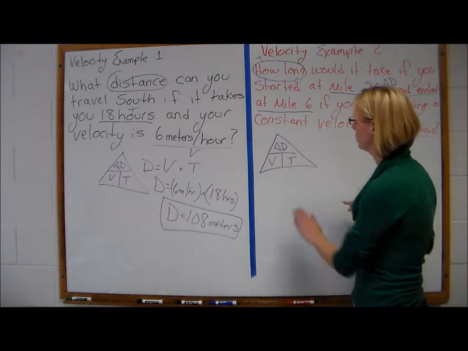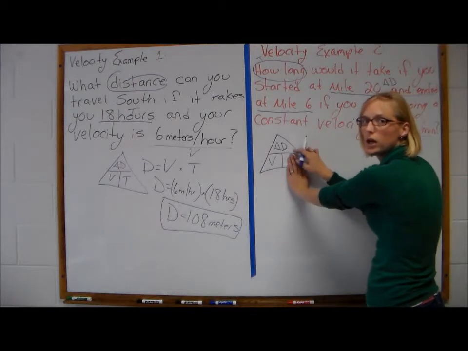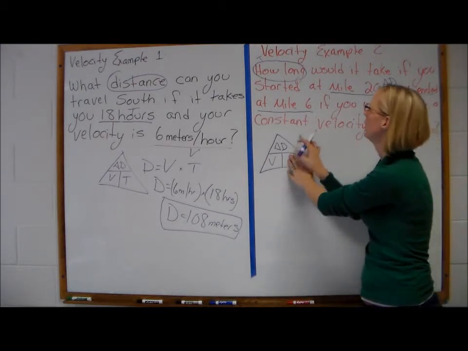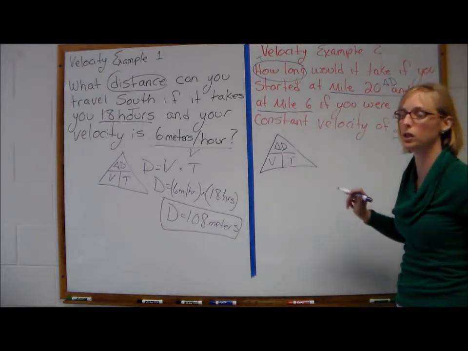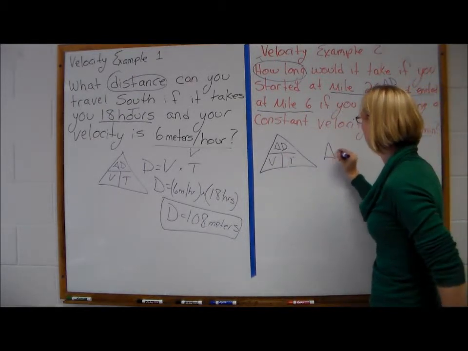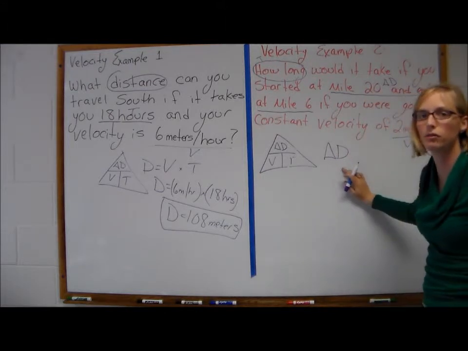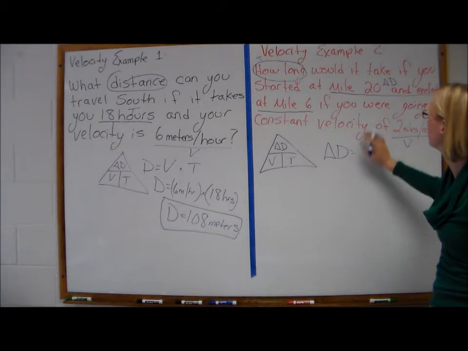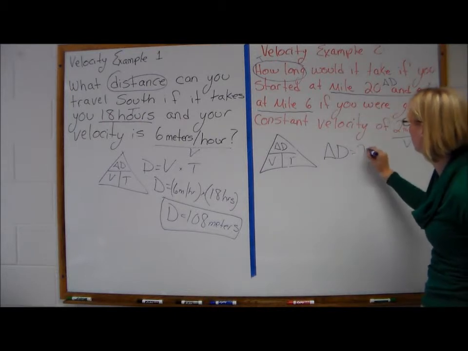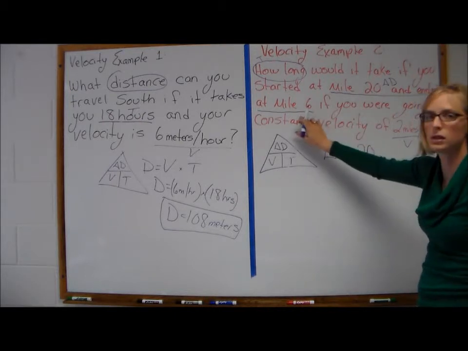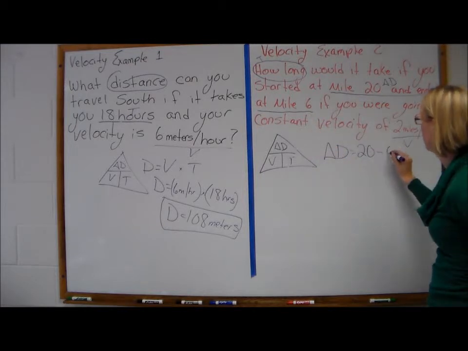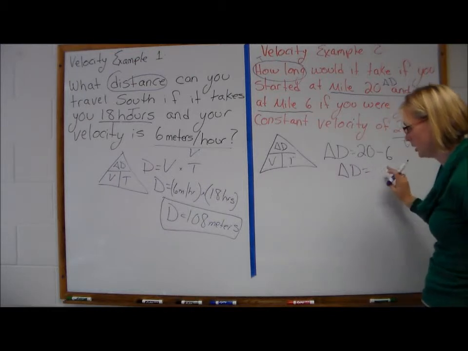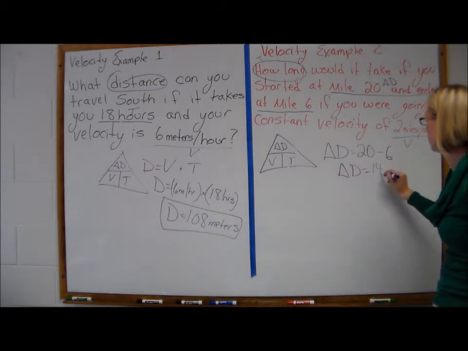Well, we know we're looking for time. We have to figure out our delta D. Remember, delta D represents the change. So we have to figure out how far we really went. So for delta D, we have to solve for this in this problem. What is the difference? First, we started at mile 20. You went to mile 6. So 20 minus 6 gives us a delta D of 14 miles.